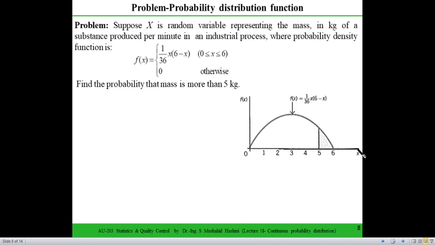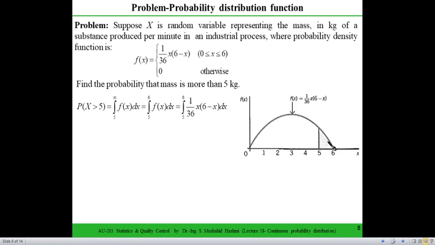So what we need is to calculate the probability when x is greater than 5. From 5 to 6, we have to integrate this in order to get the corresponding probability. When the random variable is greater than 5, it means you need to integrate from 5 to infinity, and here infinity means 6, because your maximum value is 6. So you go from 5 to 6, and you integrate that expression with the limits 5 to 6.